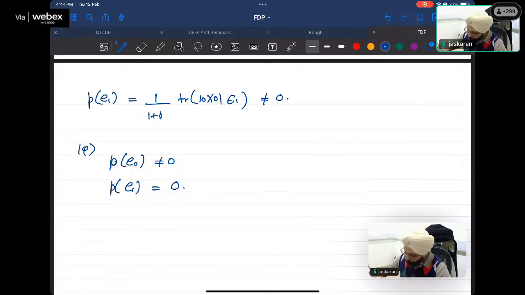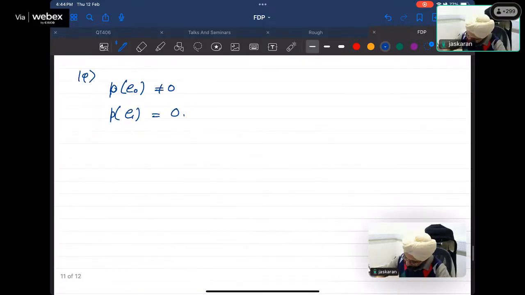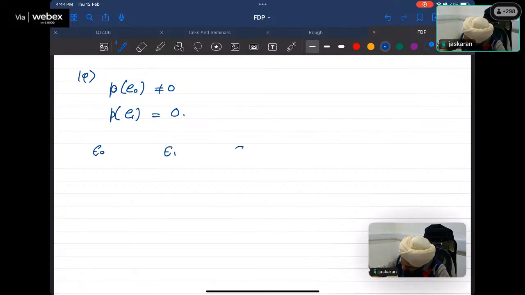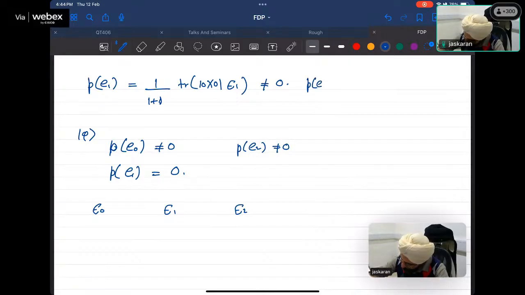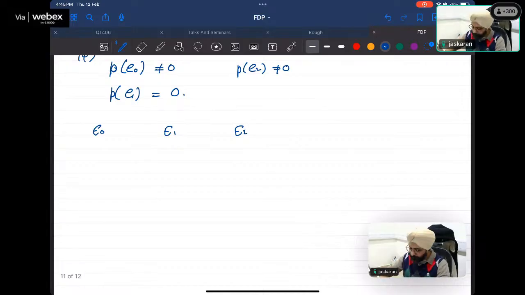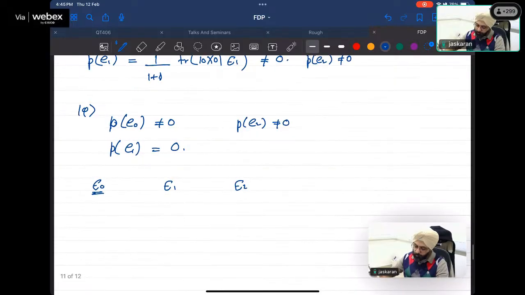Now let us analyze the different cases. I have the clicks corresponding to either E0, E1 or E2. You can also evaluate the probability of E2, which is again some non-zero value in both cases. Let's say the first outcome clicks.